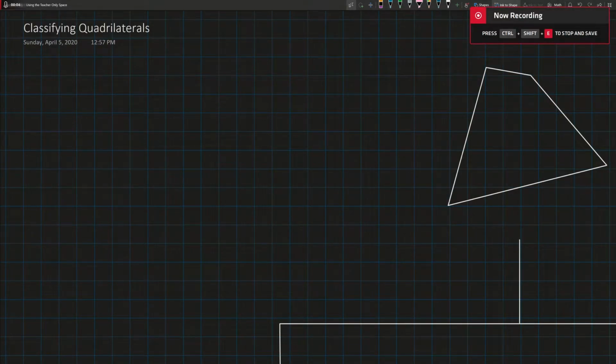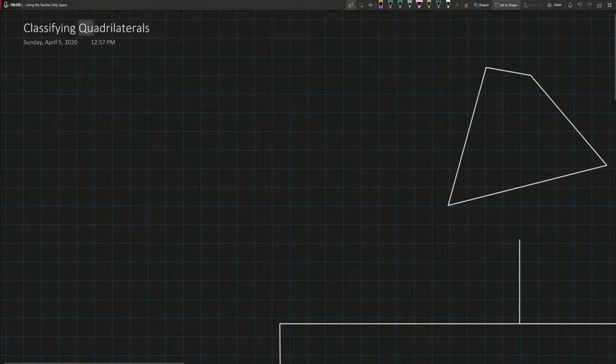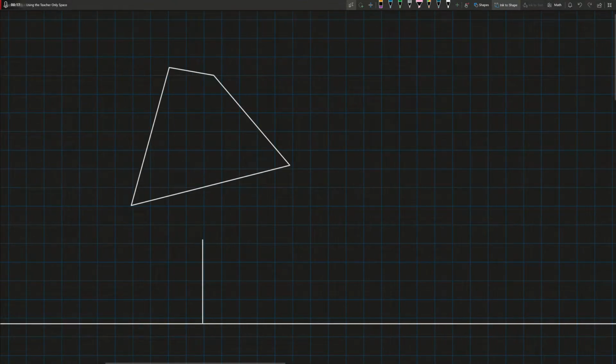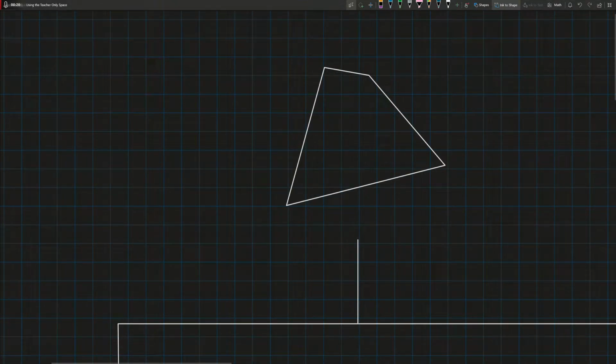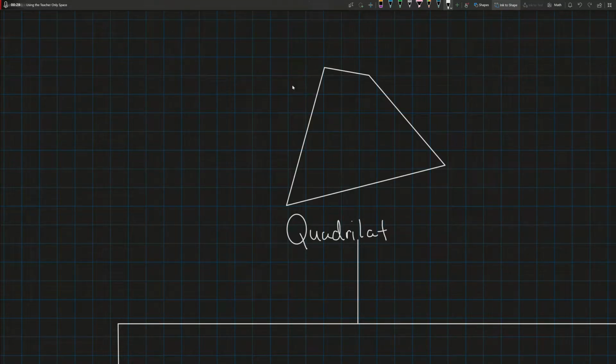Alright, today we're going to talk about quadrilaterals. The word quad means four, laterals means sides, so four sides. We're going to start with the most general type of quadrilateral. It is this one. The most general type is, of course, just called a quadrilateral. There's nothing inherently special about that. It just has four sides.